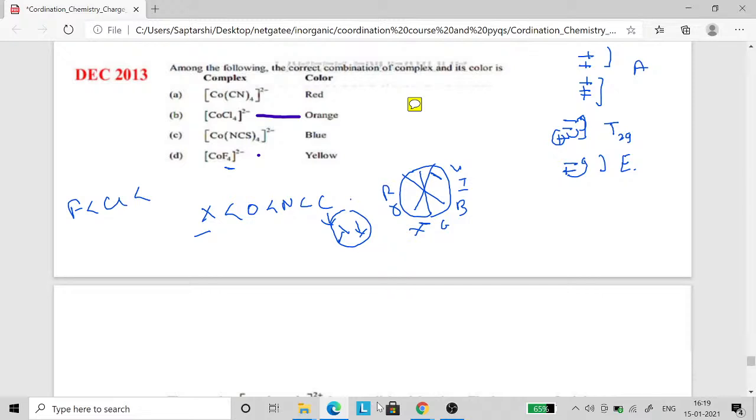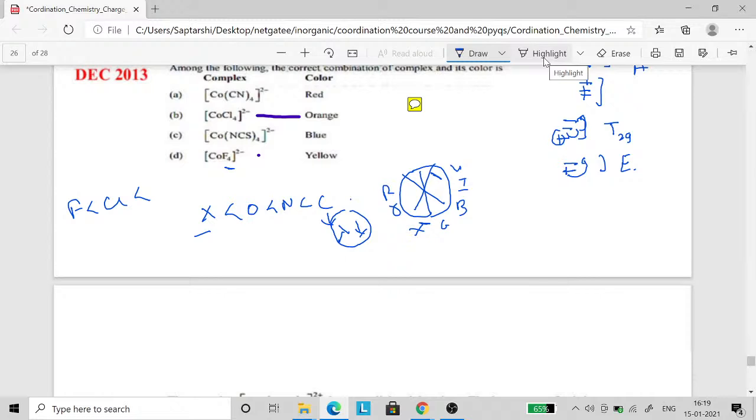Sorry, there's a mistake I made. In the spectrochemical series, it starts with iodine, then bromine, chlorine, fluorine. So the order will be Cl, F, NCS, and then CN. Right. So now we can solve it easily. Let me just rub this part out.